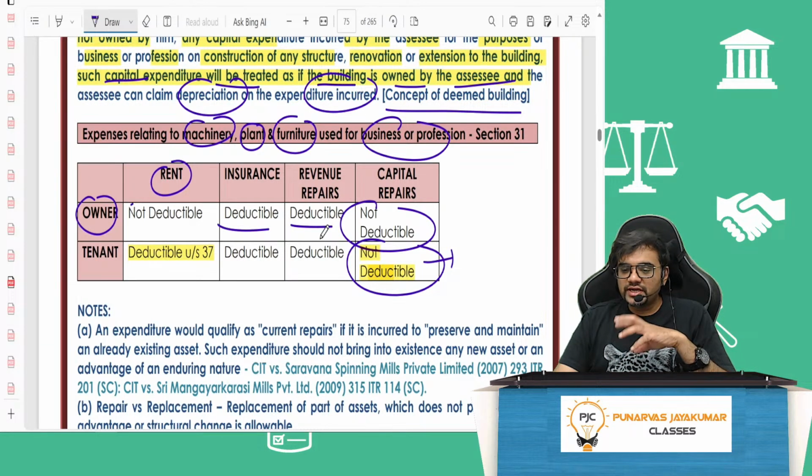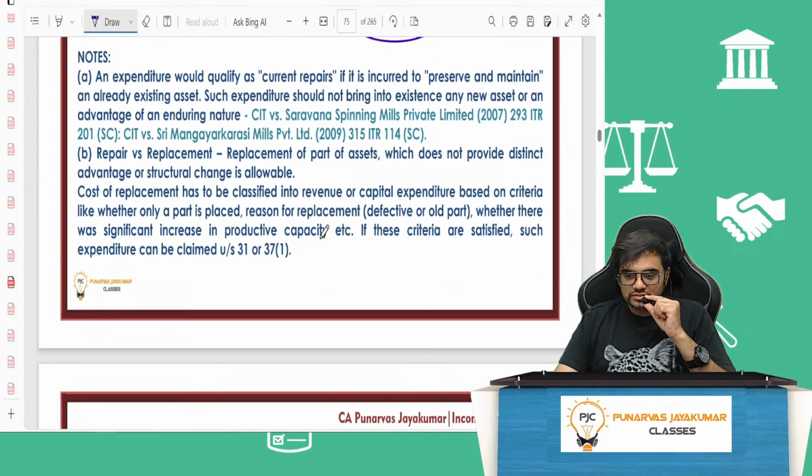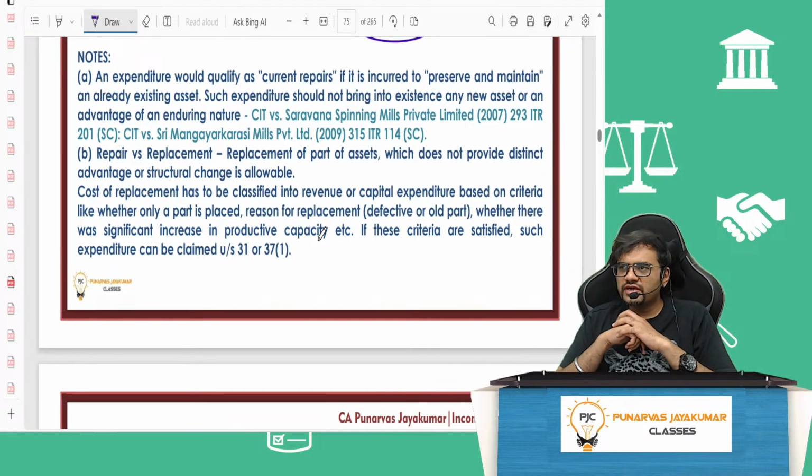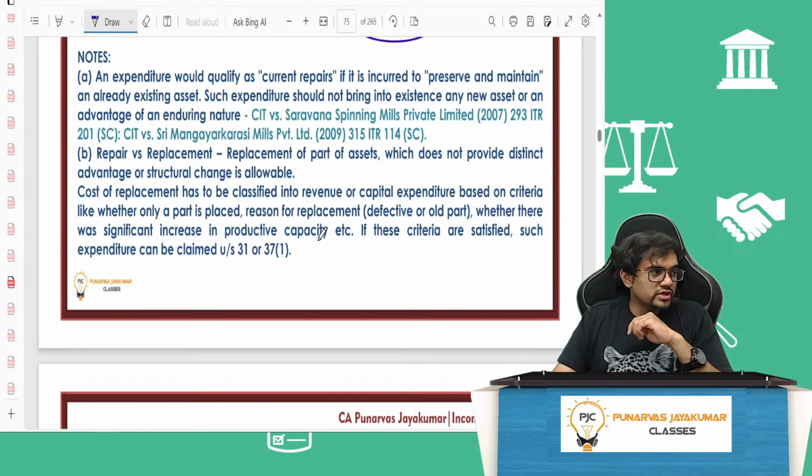So current repairs allowed. Capital repairs not allowed. Any capital repair cost will not be allowed. Now if I have to replace certain components, for example, of the water motor, then it is revenue. But if I replace the entire motor, then obviously it is capital. These are all the parameters laid out in various court judgments.